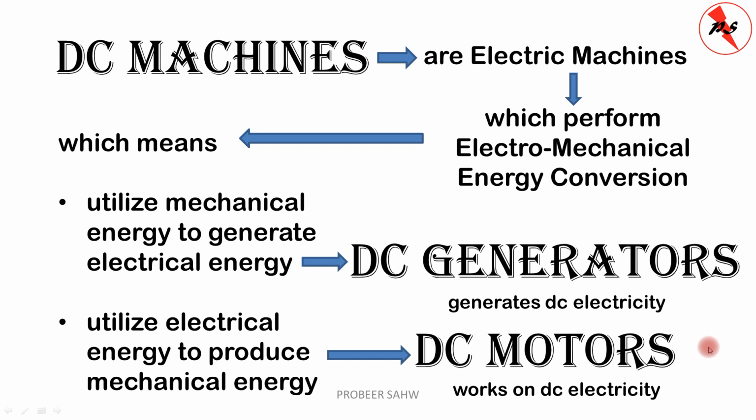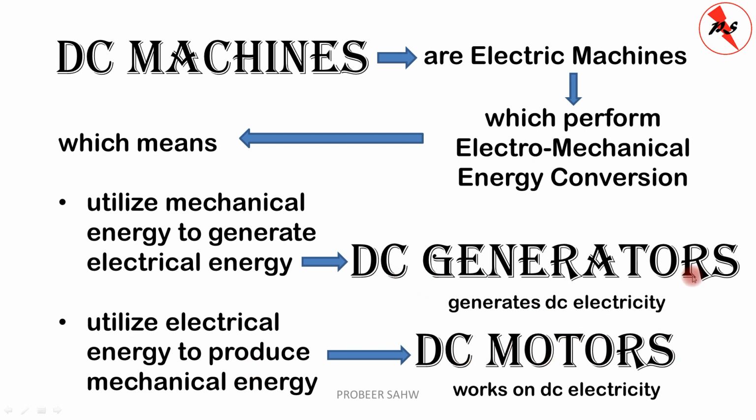So, what are DC machines? DC machines are electric machines which perform electromechanical energy conversion. It means that DC machines either perform mechanical energy to electrical energy conversion or vice versa, in which it utilizes electrical energy and produces mechanical energy. So there are two types of DC machines, DC generators and DC motors.